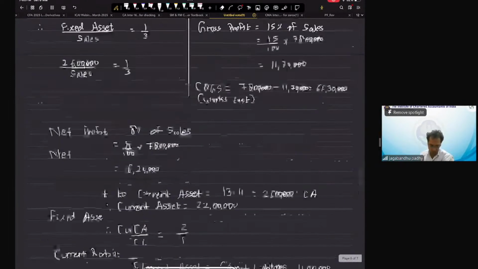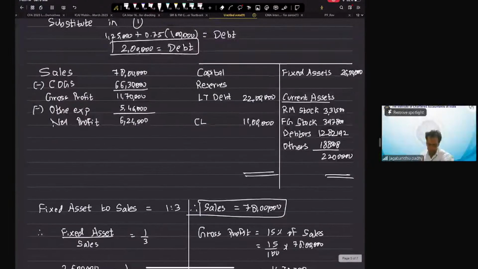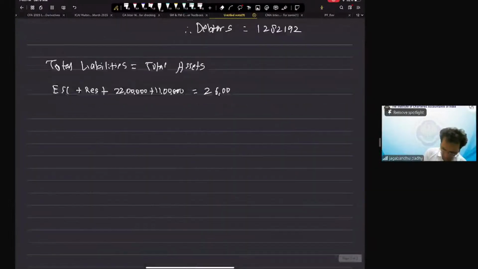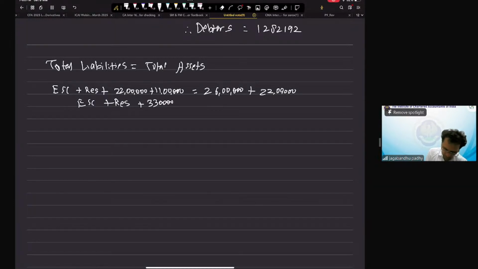What's the value of total assets? 26 lakh plus 22 lakh. We can say equity share capital plus reserves plus 33 lakh is equal to 48 lakh. So equity share capital plus reserves comes out to be 15 lakhs.